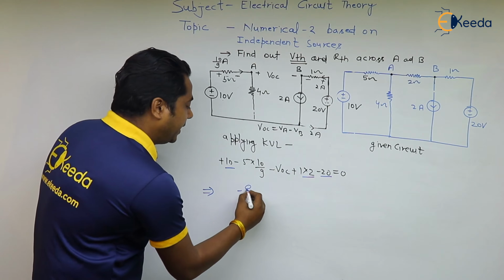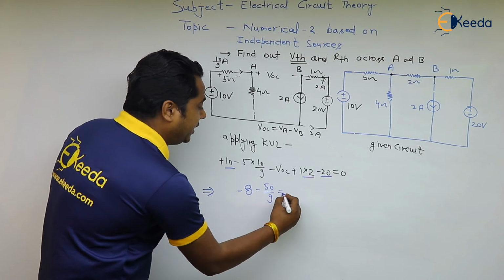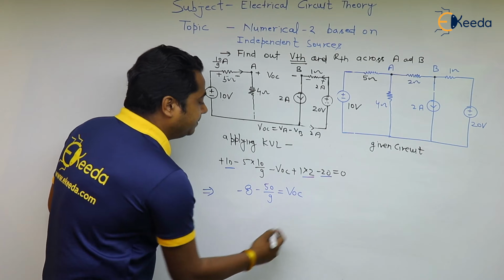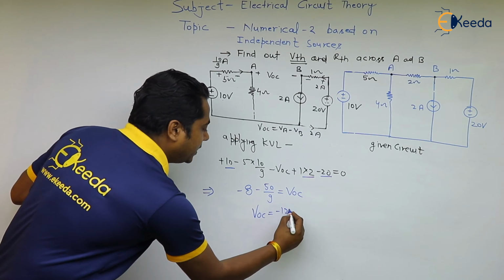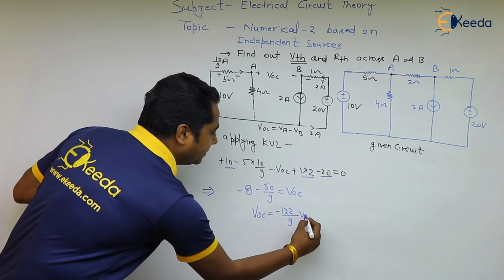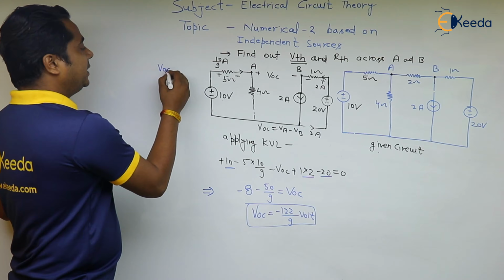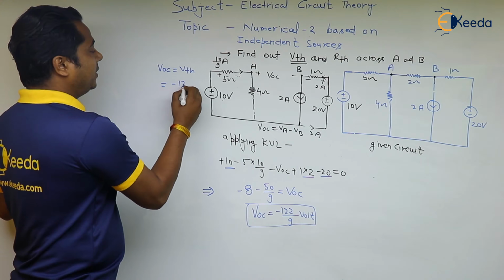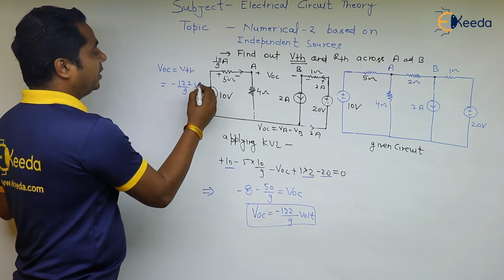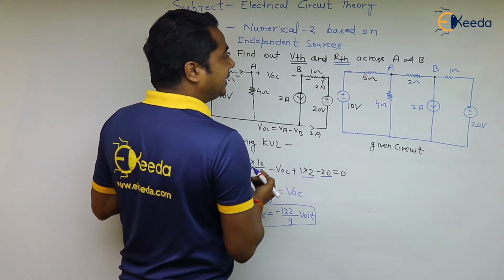So here minus 8 minus 50 by 9 will be equal to VOC. So the value of VOC will be equal to minus 122 by 9 volt. So this is the value of VOC is equal to VTH, and that is coming out to be minus 122 by 9 volt. Now next we have to calculate the value of RTH.